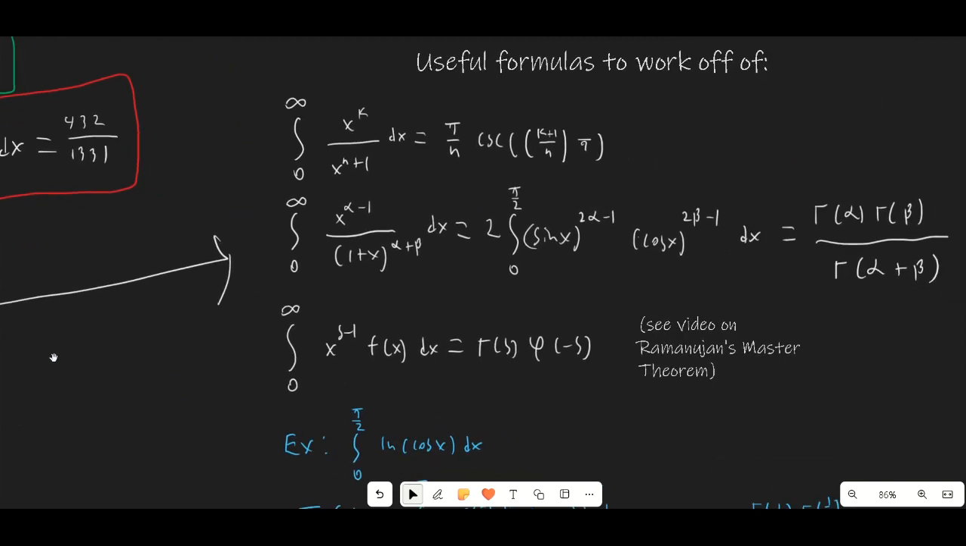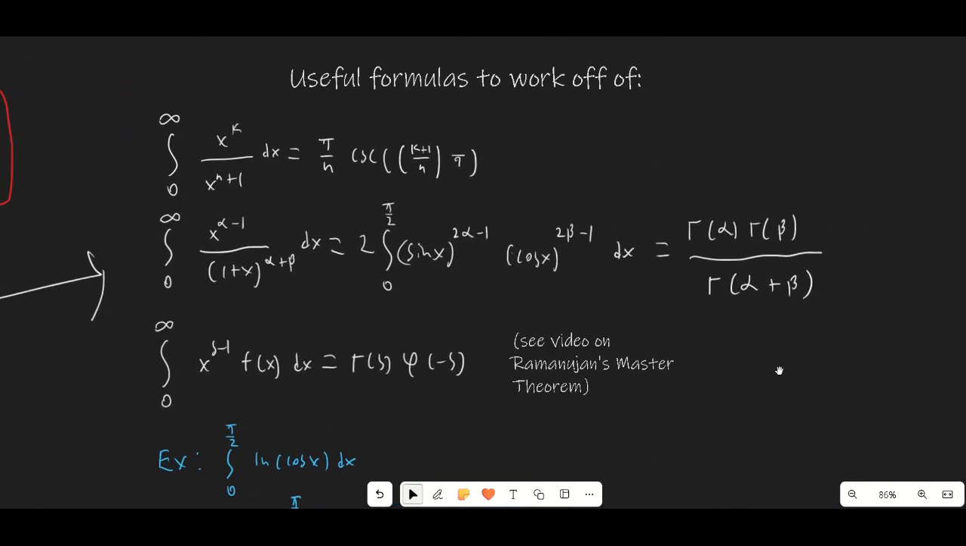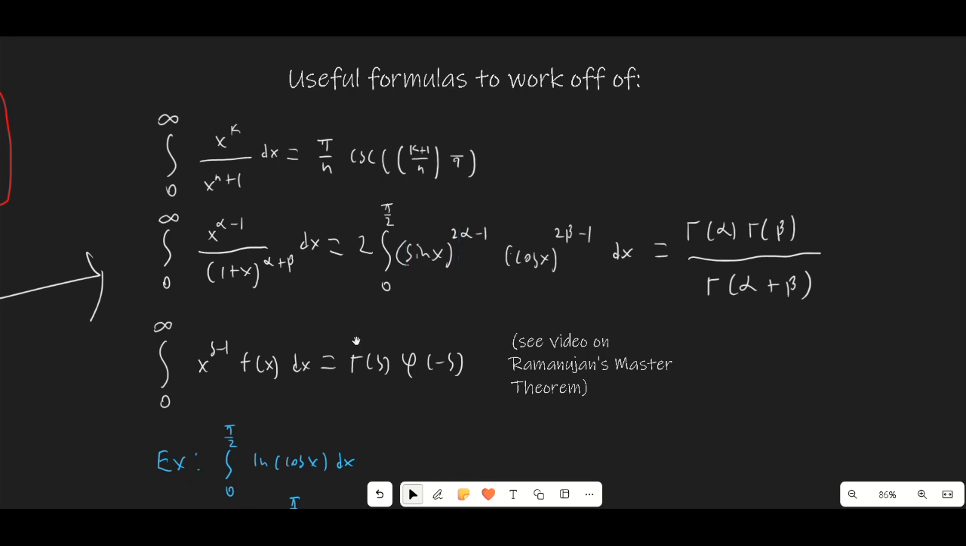I have an example. I have some useful formulas to work off of here. So these three formulas right here, really often you're going to be using these in the same way that I just showed. So for example, the integral from 0 to infinity of x to the k over (x to the n plus 1) dx equals pi over n times cosecant of ((k plus 1) over n) times pi. And so the way you might use this formula is if you take the partial derivative with respect to k on both sides, you're going to be able to calculate it pretty easily on the right side, and on the left side, you'll get x to the k ln x, right? Which now allows us to calculate a lot of different integrals that we hadn't seen before.